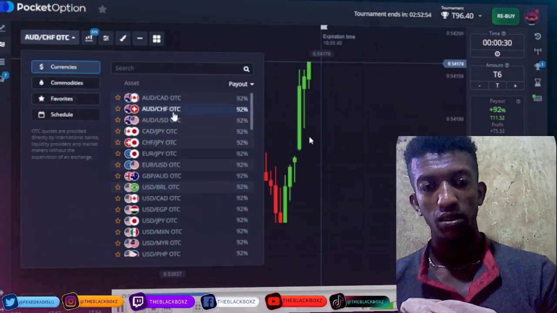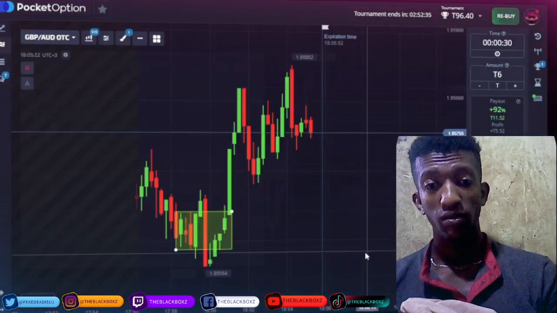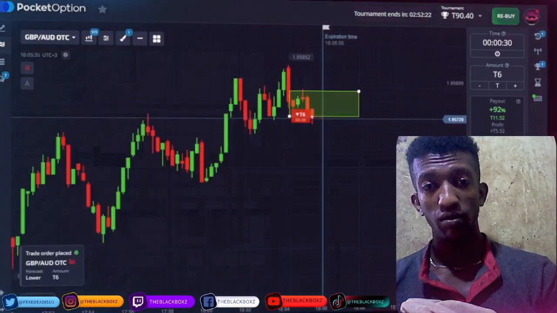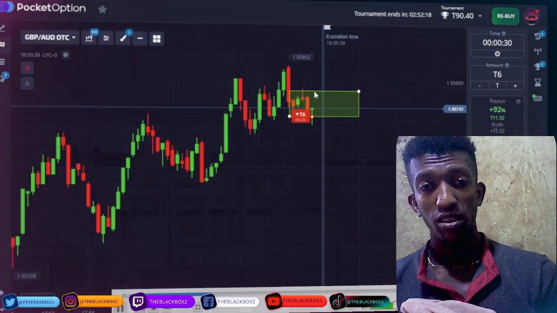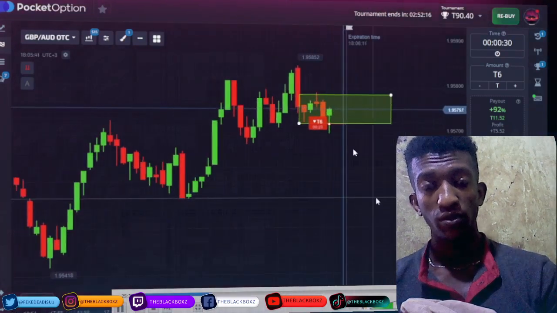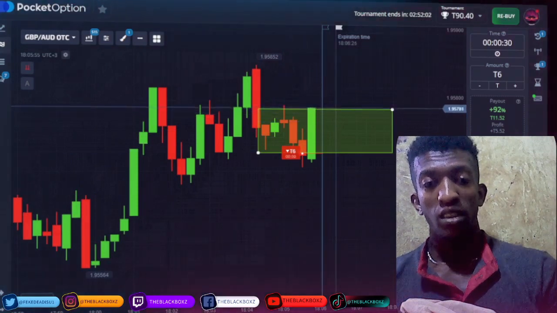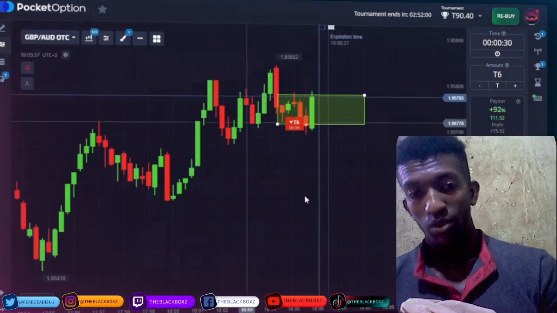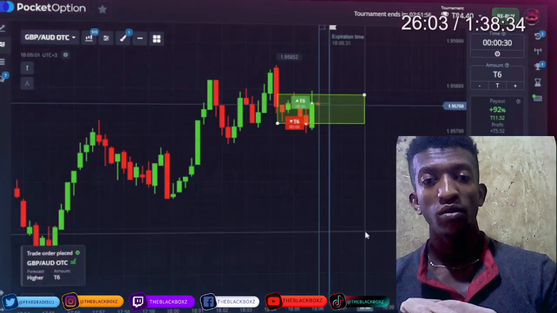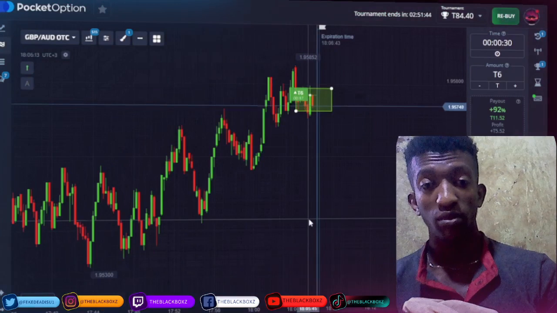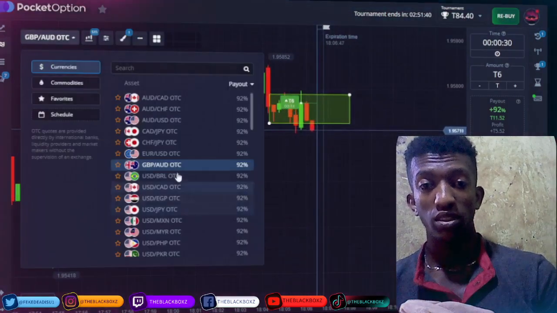Sell. So I sold that thing using these three candles here. Let's see what happened. I didn't add the 5%, so not good. You gotta add the 5%.